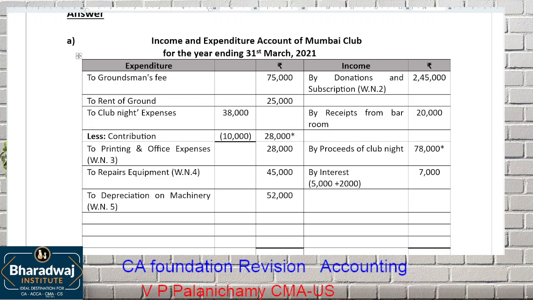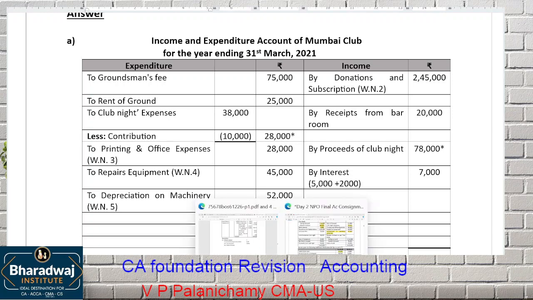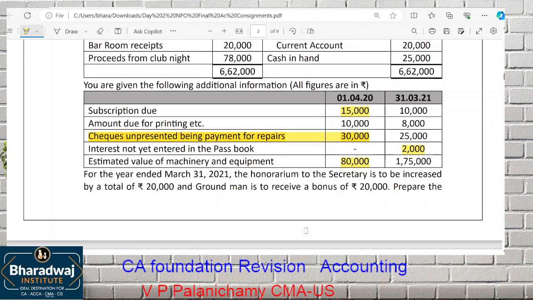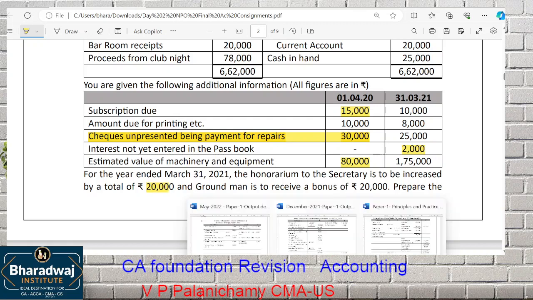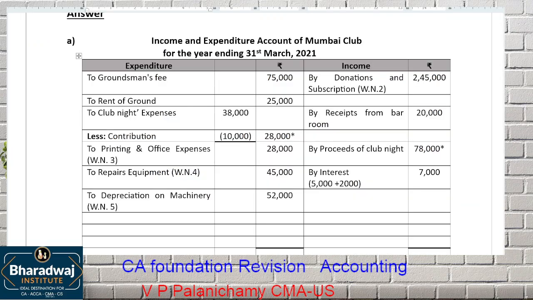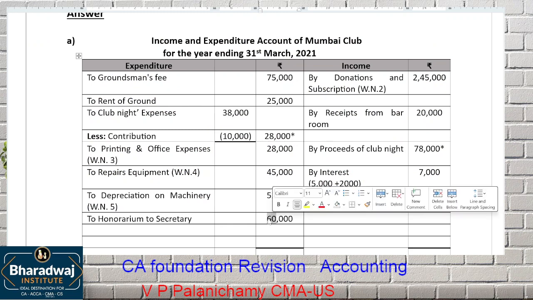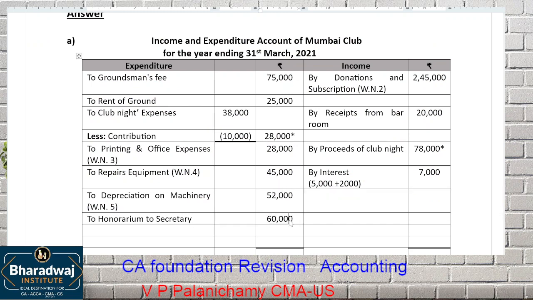Then most important, what will the secretary's salary be? Last year's 40,000 we paid now. It is given as an adjustment that it is increased by how much? 20,000 extra. So how much do you have to pay? 60,000. This is accrued, payable. We did not pay; last year's we paid then. This 60,000 we have not yet paid. It will be paid in the future.